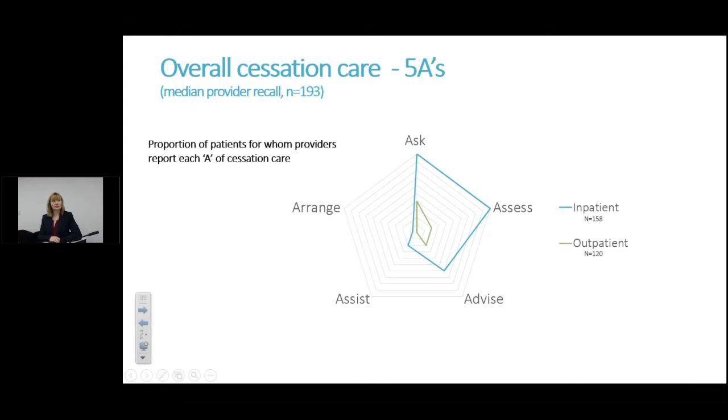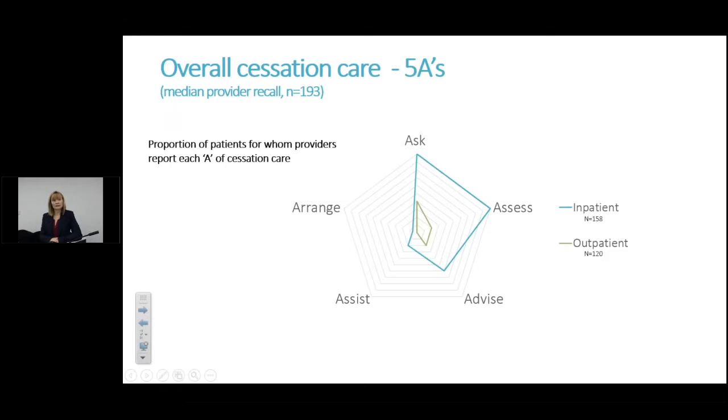First of all, I should mention that the one way of looking at the data is whether patients are receiving any of the 5 A's. So that's ask about their smoking status, are you a smoker, assess how much they're smoking, advise them to quit, assist them to quit, and then arrange whatever supports might be possible.